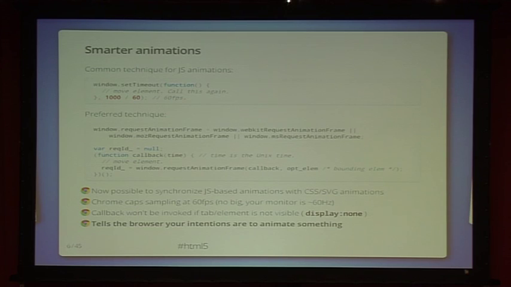The whole idea behind intelligent web apps is that we want to make applications which are a bit more responsive to the state of the device. For instance, if we know that the user's not looking at a page, we can throttle back the amount of work that the browser does. And one of these things is smarter animations.